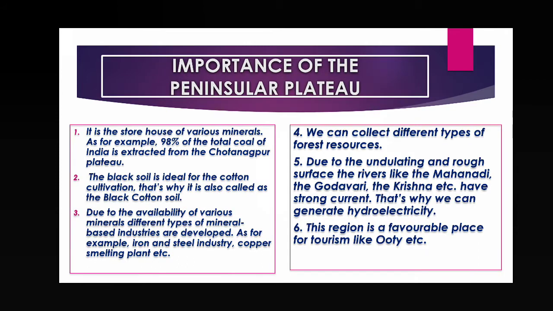And also we discussed the importance of the peninsular plateau. Minerals are found here, and black soil is present, which is suitable for the cultivation of cotton, and that's why black soil is also called black cotton soil. Due to the availability of minerals, different types of industries developed, like iron and steel industries, aluminum smelting plants, and copper smelting plants. You can take the example of Jamshedpur in Jharkhand, where TISCO, the Tata Iron and Steel Company, is located, and it is based on the minerals.